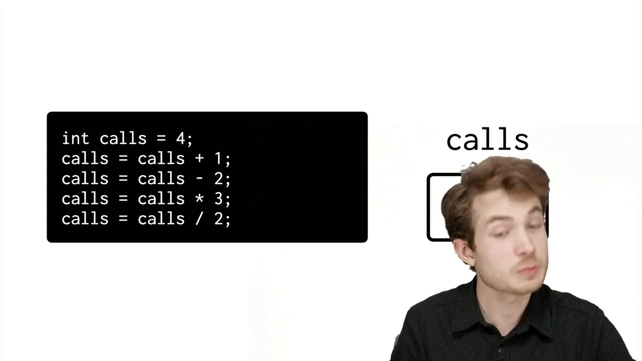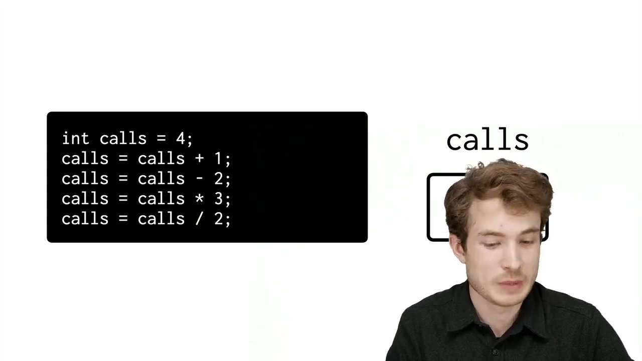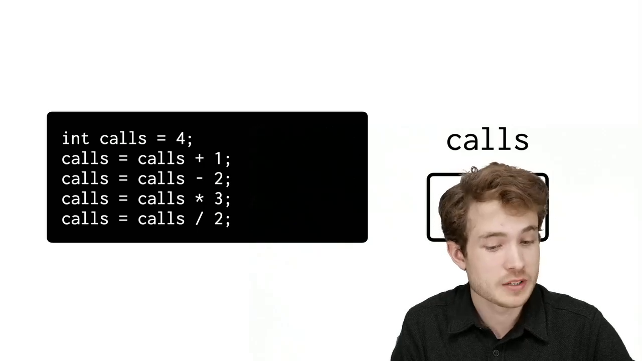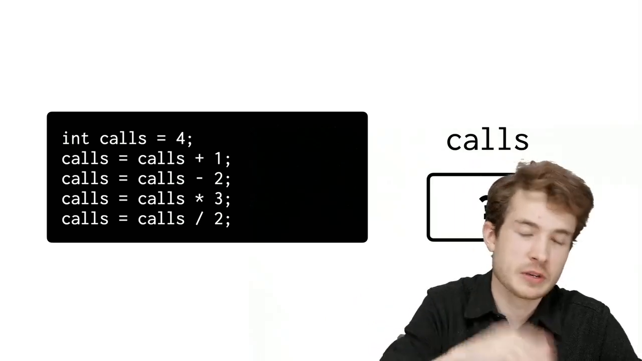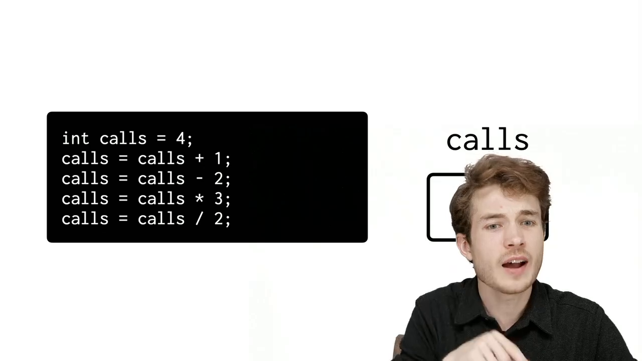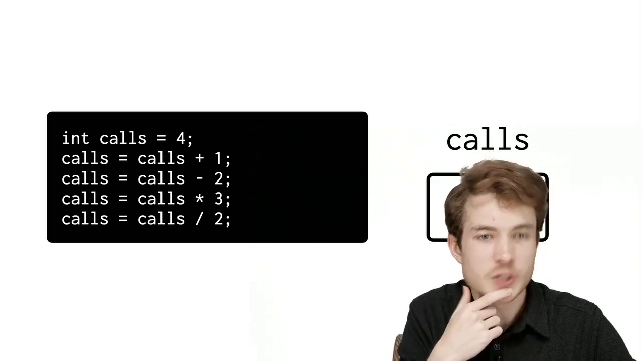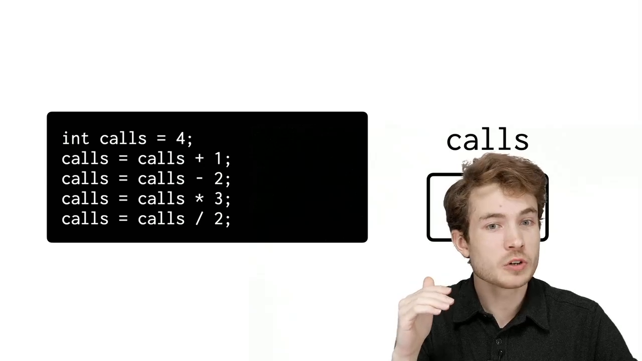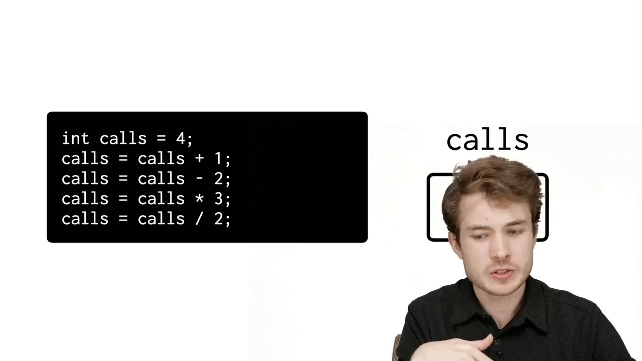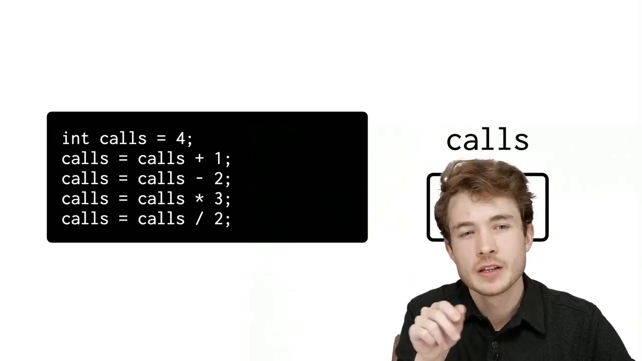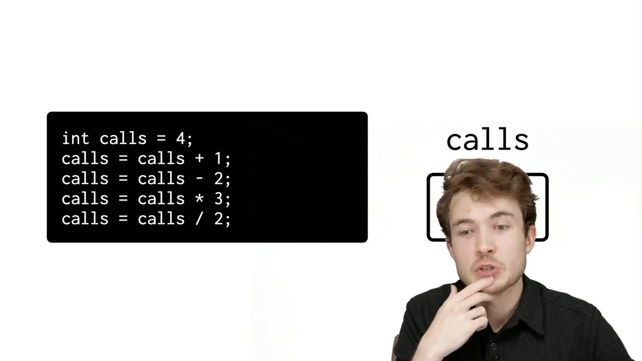We have calls first being 4. We'll add 1, which makes it 5. Subtract 2, which makes it 3. Multiply that by 3, which is now 9, because 3 times 3 is 9. And divide 9 now by 2. And technically, if you were doing it in your own head, you might think, well, 9 divided by 2, that's 4.5. But actually, it'll be 4 in the end.